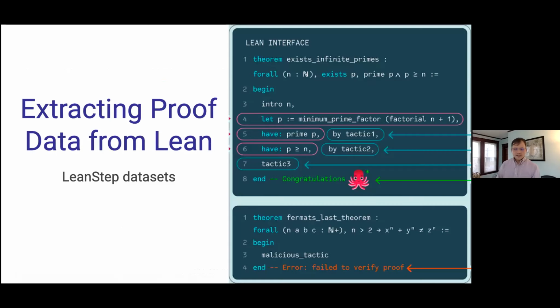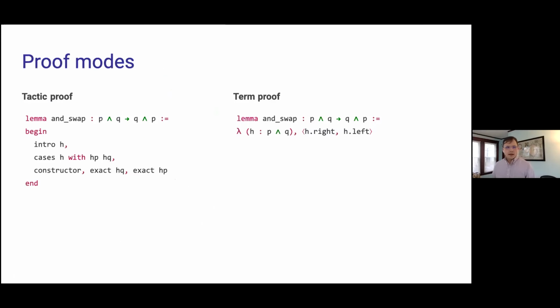Now, as far as the data set goes, let me talk a little bit about that. We already said that there are two proof modes in Lean: tactic proofs and term proofs. Tactic proofs are a very common way for Lean users to interact with Lean, but what Lean stores is always the term proof.